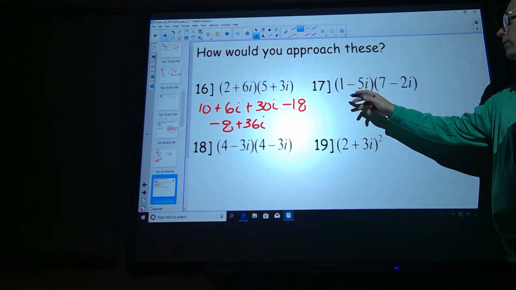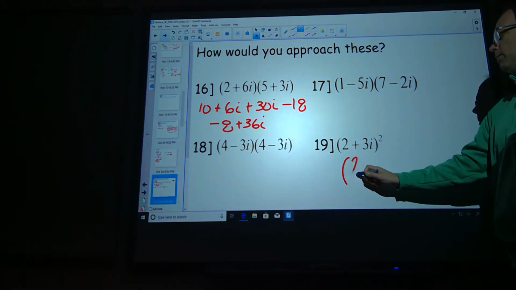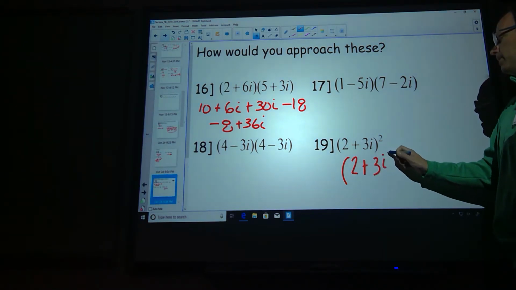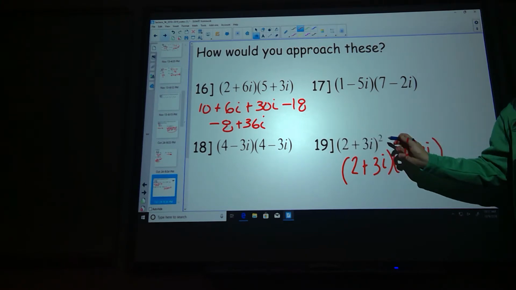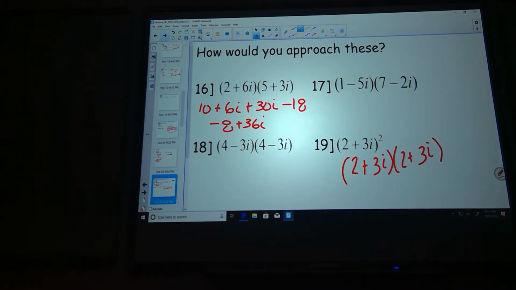Same idea. Do you need me to FOIL this out? Are you okay with multiplying this out? Don't be like in Algebra 1 where you're like, oh yeah, it goes here and here. No. You have 2 plus 3i twice. You good?